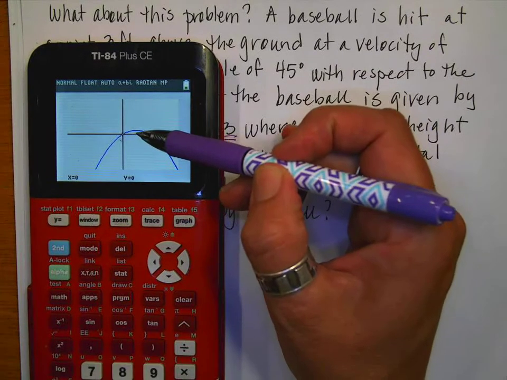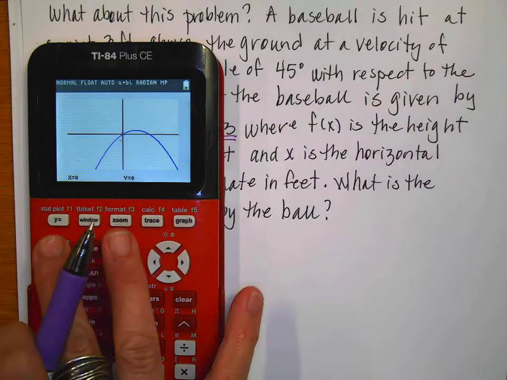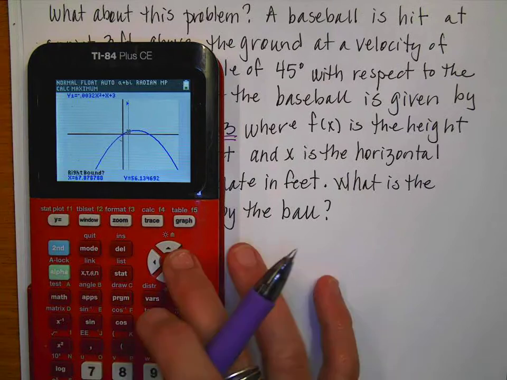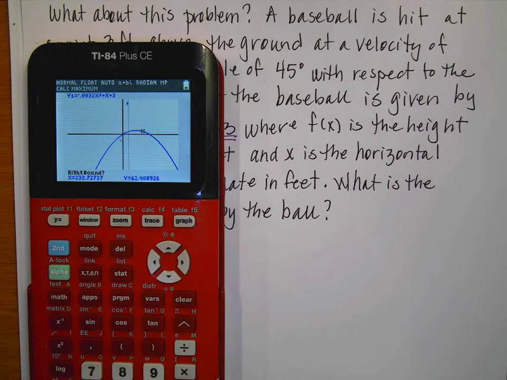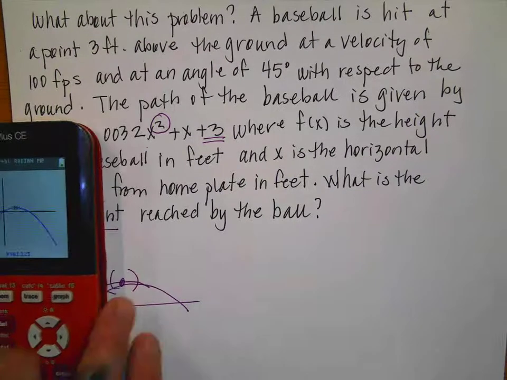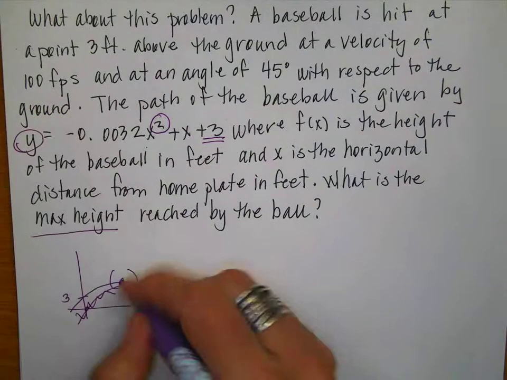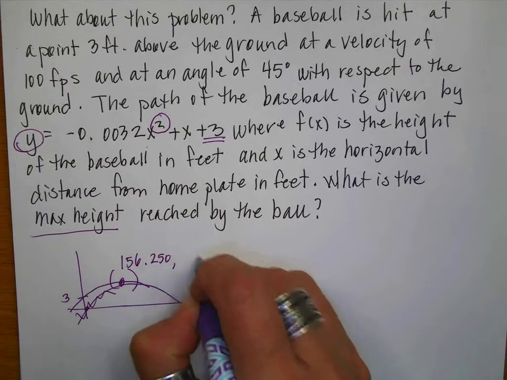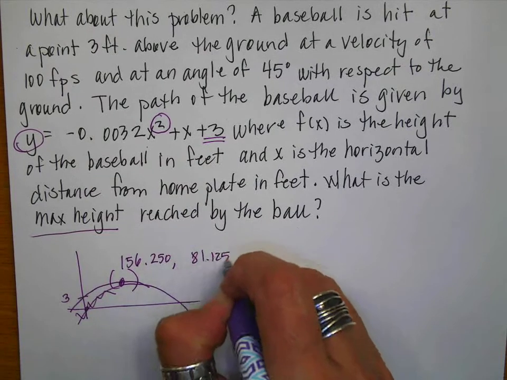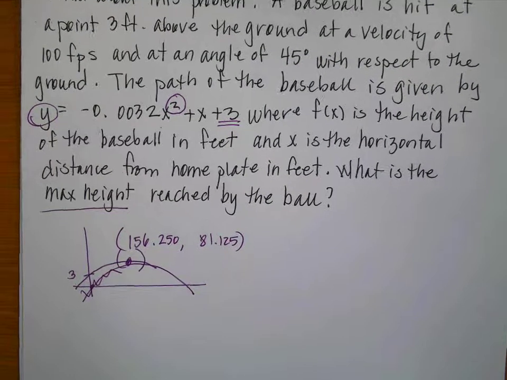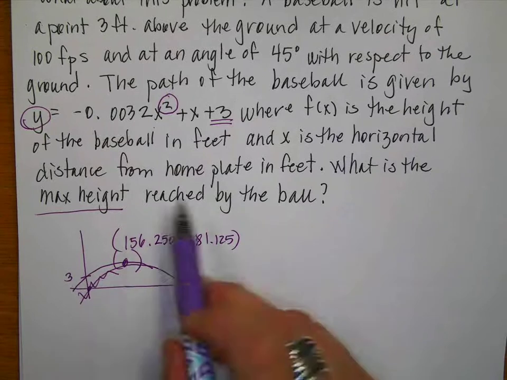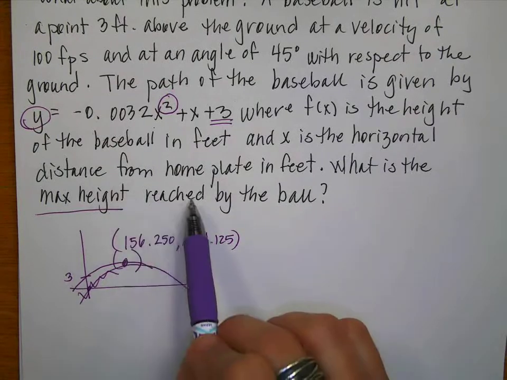Nice. So when I look at my graph, I'm trying to find the maximum height of the ball, which is at the vertex. So I'm going to do second, calculate 4 for maximum. I'm going to get to the left-hand side of the maximum. I'm going to go to the right-hand side of the maximum, hit enter, enter, and notice it tells me the maximum height, so let me label my points. This is 156.250, comma, 81.125. Okay, so it said what is the maximum height of the ball, right?